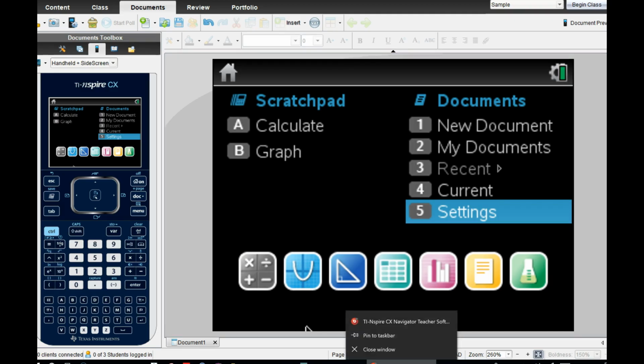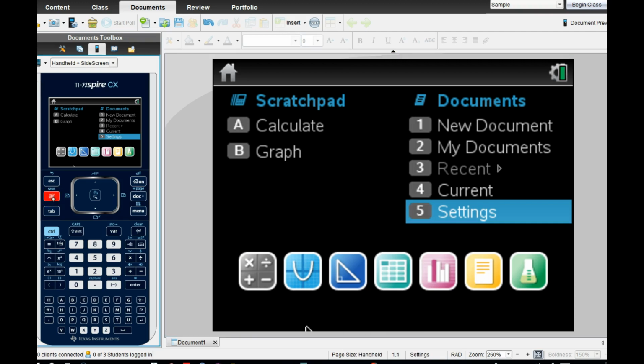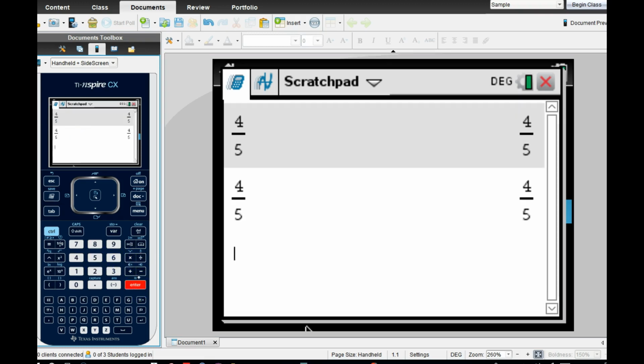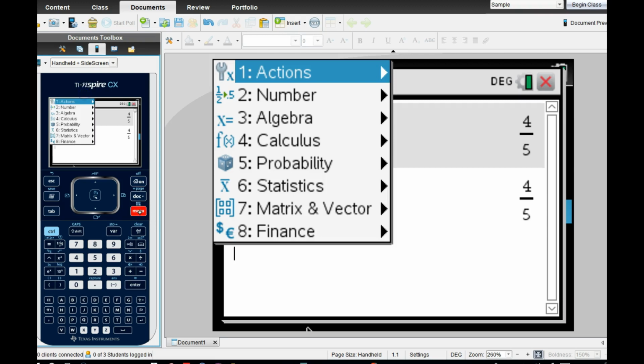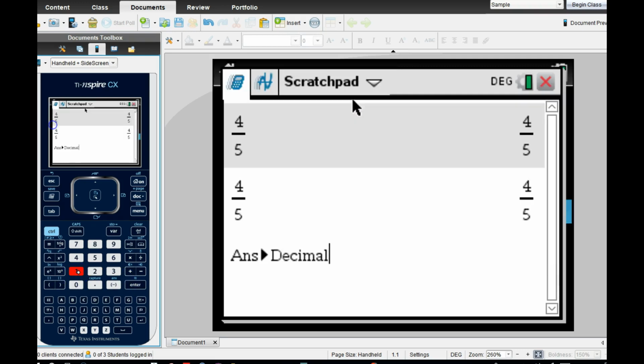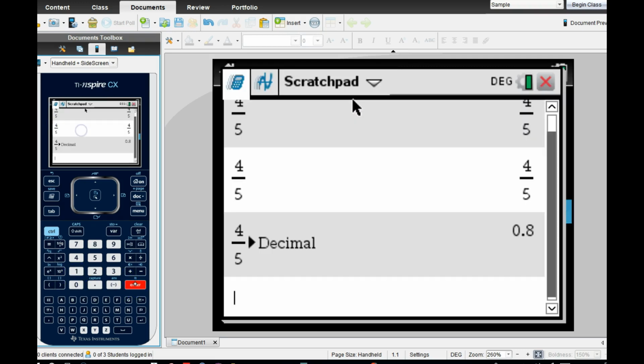Now on your calculators, we want to put 4 over 5 and change that to a decimal. Of course, when I put 4 divided by 5, it just turns it into a fraction. So I'm going to show you 3 different ways. One is if you press menu, go to 2, and then number 1, convert to a decimal. It will write that as 0.8.